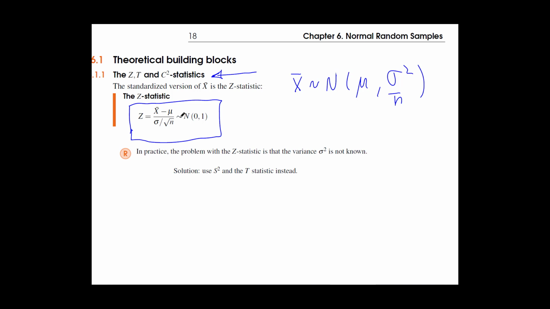Okay, and given this statistic, it turns out we can do a bunch of things. Now the problem is that in practice sigma squared is not known. So the solution is to replace it by s squared, which is the best estimator. But then it turns out that we cannot use the z statistic anymore, and we're going to use the t statistic, which will be defined in the next couple of slides.